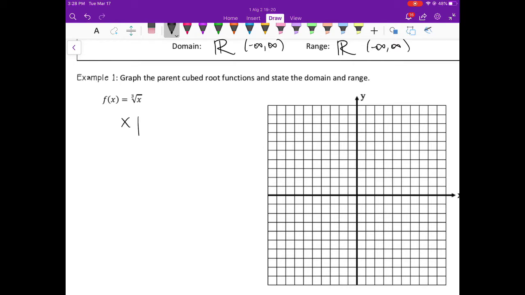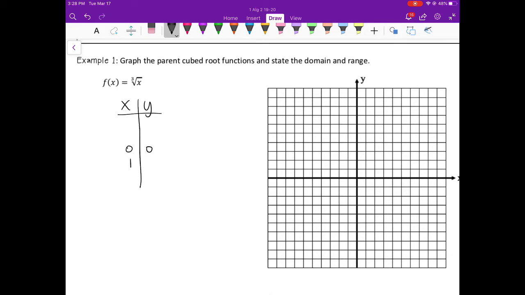So here are our new points. Now, cubed root functions, there are 5 points we need to remember. (0, 0) is our one in the middle, okay? And then 1, well, what's the cubed root of 1? 1. And then what's the next number that we can take the cubed root of? 8. Cubed root of 8 is 2.